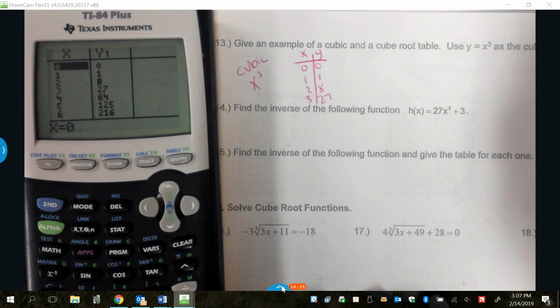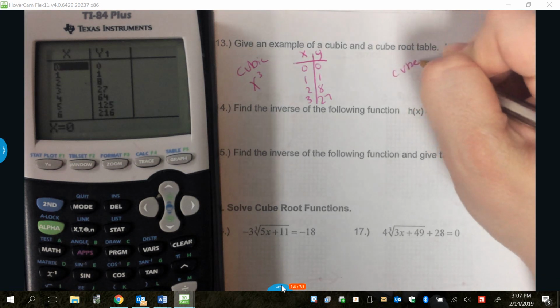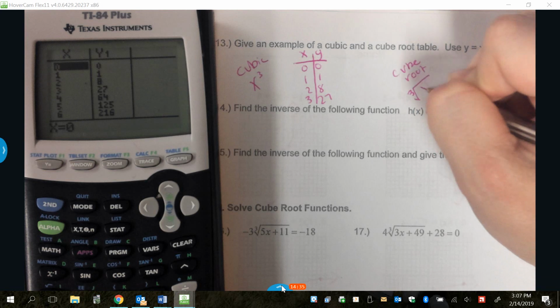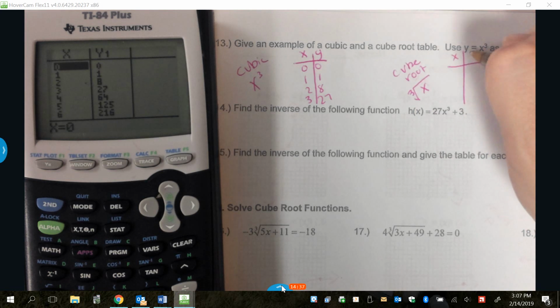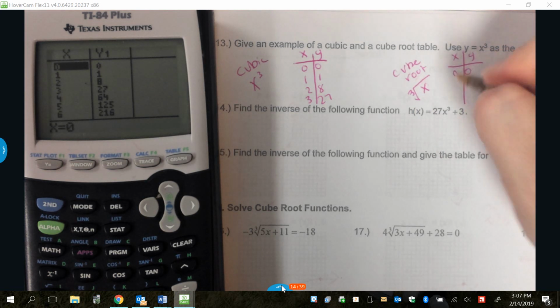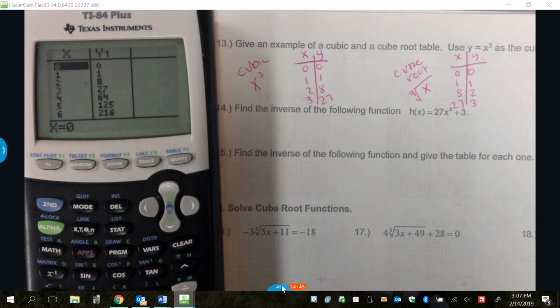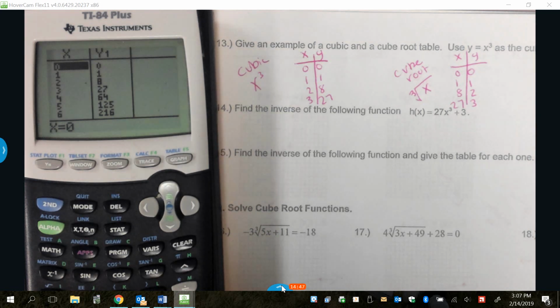So remember, that's for my calculator. Now remember, cube root is the inverse of that. So 0, 0, 1, 1. I'm just flipping: 8, 2, 27, 3. And you could type that in your calculator. You will get the same thing.